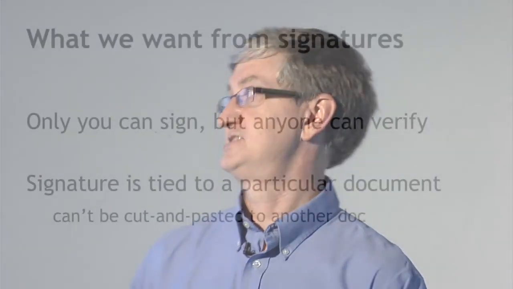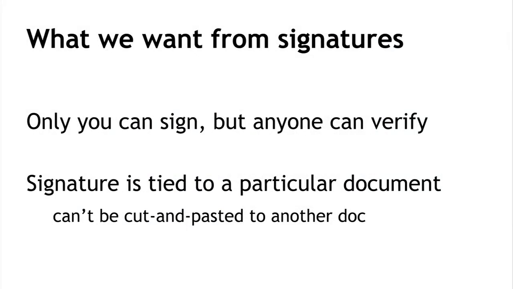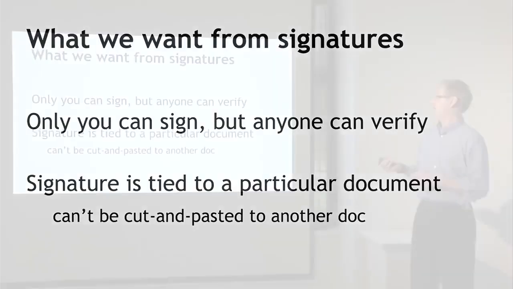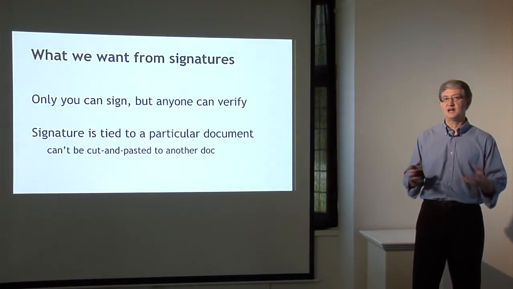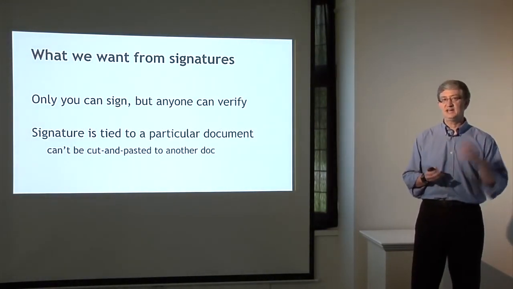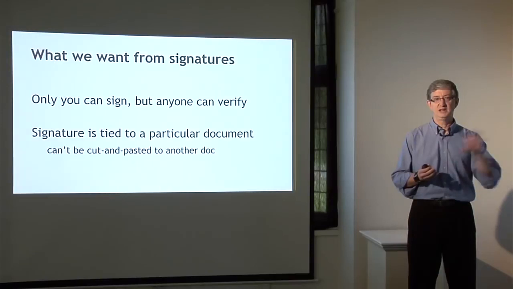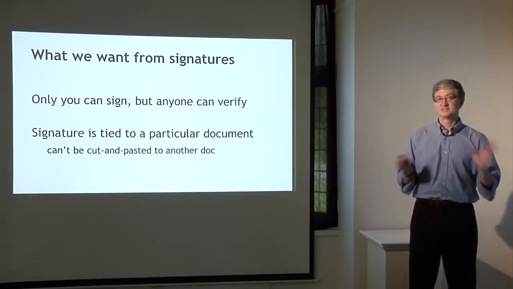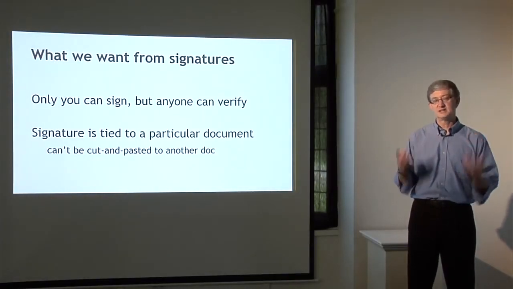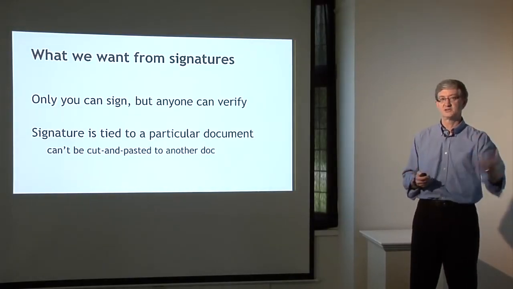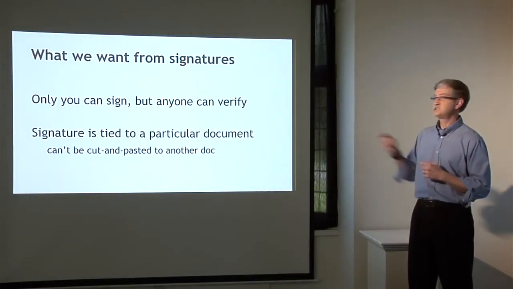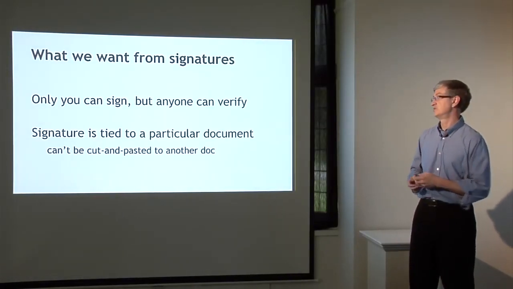What that means is this. What we want from signatures is two things. First, just like an idealized paper signature, only you can make your signature, but anyone who sees your signature can verify that it's valid. The second thing you want is that the signature is tied to a particular document, so that somebody can't snip your signature off one document and glue it onto the bottom of another. Because the signature is not just a signature, it signifies your agreement or endorsement of a particular document. So the question is, how can we build this in a digital form using cryptography?